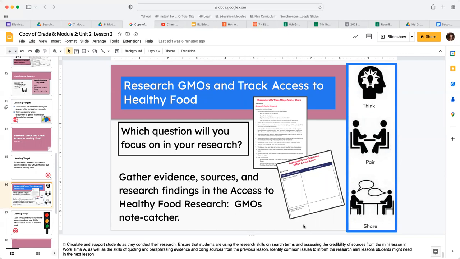Remember, we wrote down some of the additional questions that you might explore to help you get some more information. I'll go through those again. What are the benefits of GMOs? What are the potential dangers of GMOs? What might be the long-term effects of GMOs on our health? And what might be the long-term effects of GMOs on the environment?